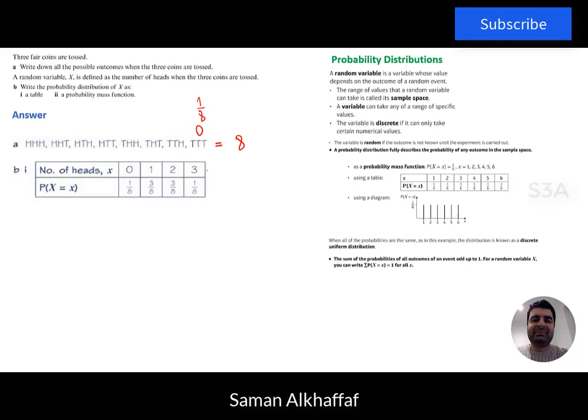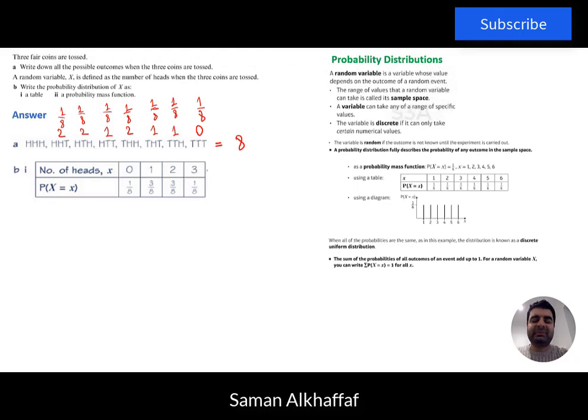And for 1 head, we have this is the 1, and this is the 1, and also another one here. So we have 3 possibilities in terms of 1 head. So this is 1 over 8, 1 over 8, and also another 1 over 8. These 3 will be added, so that will give us 3 over 8 for the 1. Now for 2 heads, we have here that's 1, 2, and 3. Similar scenario, so we would add another 1 over 8, another 1 over 8, and another 1 over 8. That will give us another 3 over 8 for the table.